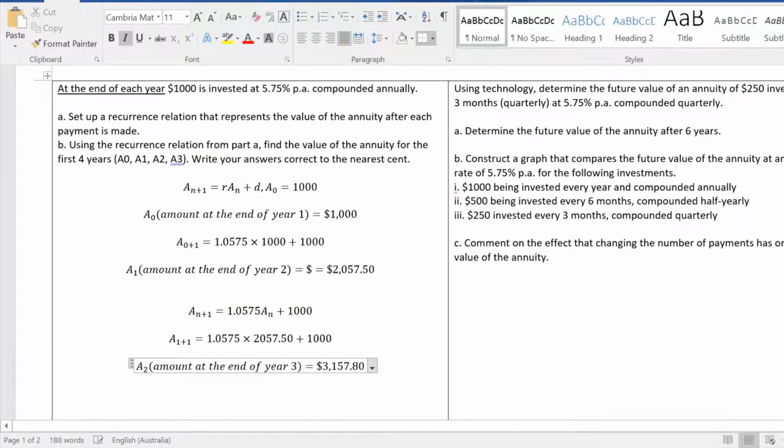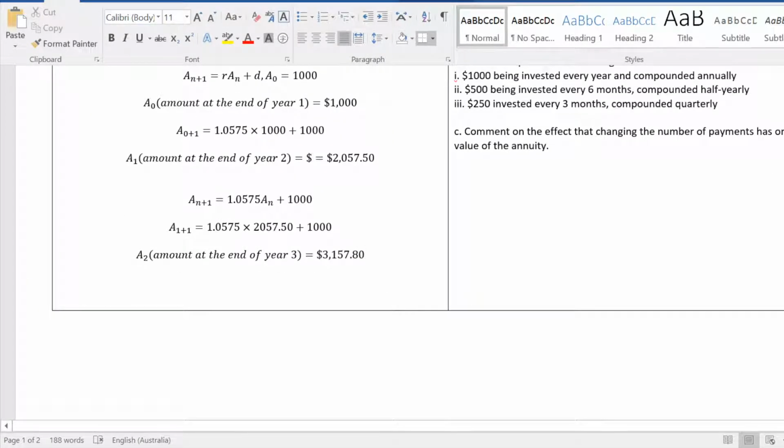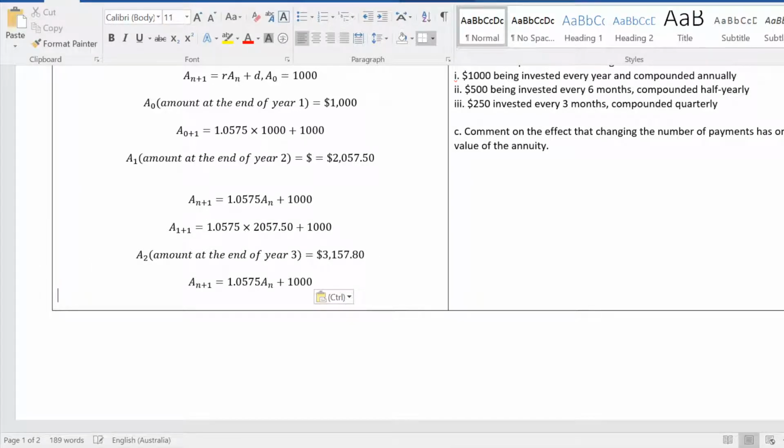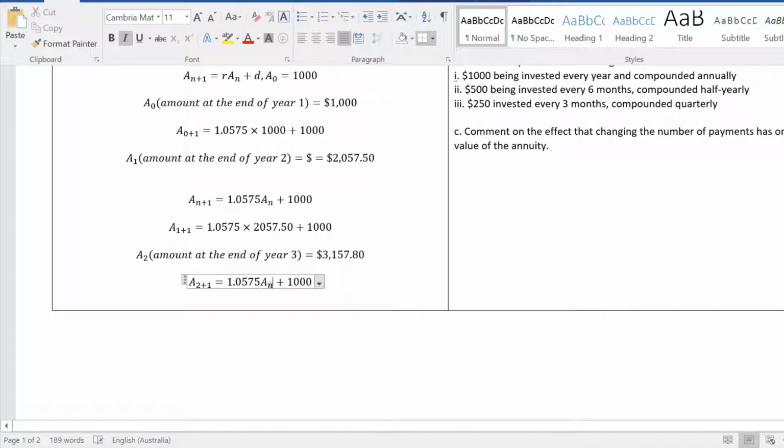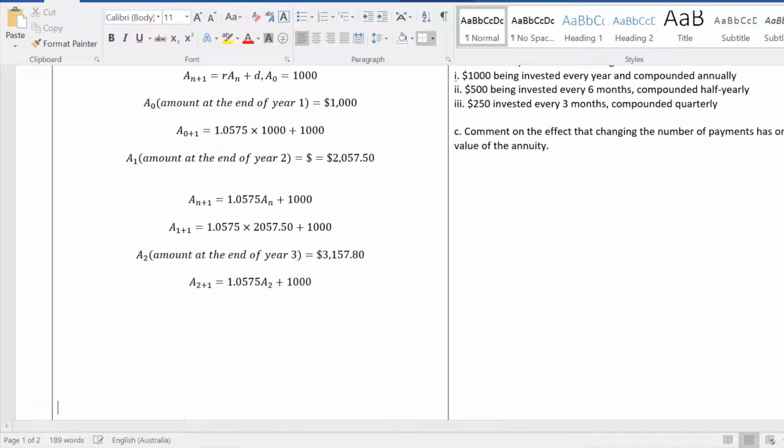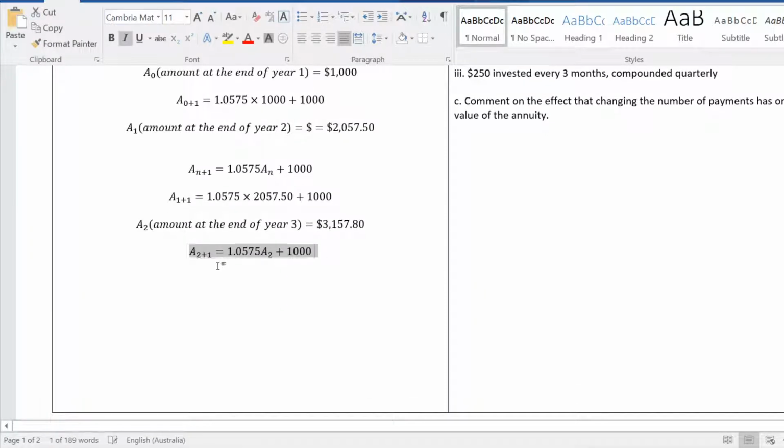Whoopsie daisy. There we go. So now what we're doing is we're going to do A2 plus 1. That means we're going to need A2. Okay, so far so good. Just making a bit more space, sorry guys. Alright, so copy and paste this down.